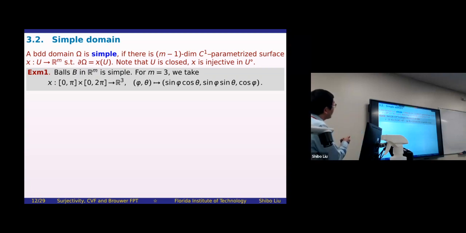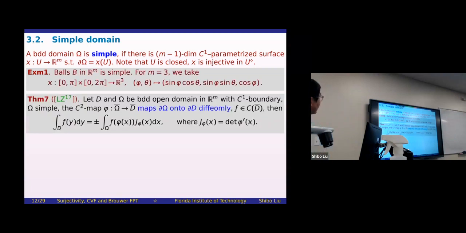So balls are simple, but some other domains are not simple. For example, the cylinder is not simple, I think. The surface consists of the two discs, the bottom and the top, as well as the cylindrical surface around it. Therefore, you need three parametrizations to cover the boundary of the cylinder. Therefore, the cylinder is not simple. The cube is also not simple, but balls are simple.